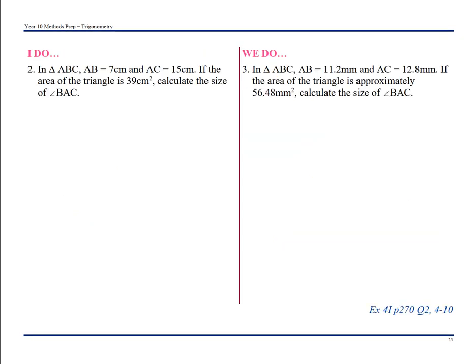Now our next example, we're going to calculate the size of the angle given the area. Okay, so we're going to work backwards here. We're going to need a triangle. Again, draw any triangle you want, label it however you want. So AB is 7 centimeters, AC is 15 centimeters, and we have that the area is 39 centimeters squared, and it wants us to calculate the size of angle BAC. Now remember that the middle letter is our angle, so in this case it's angle A.